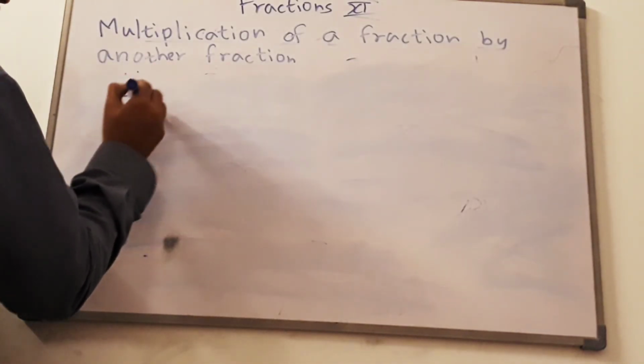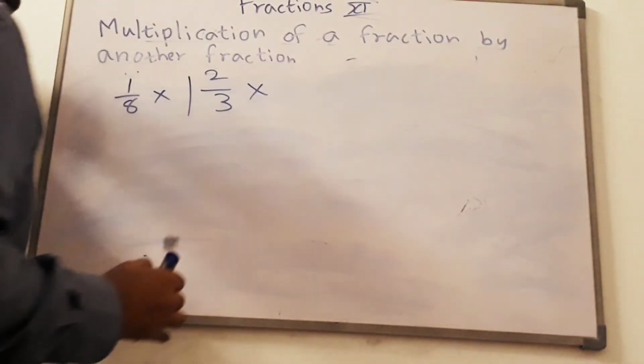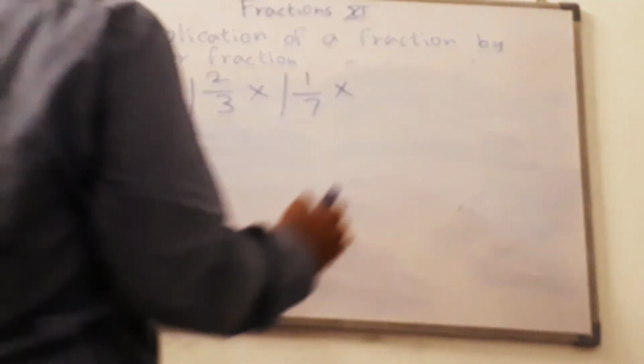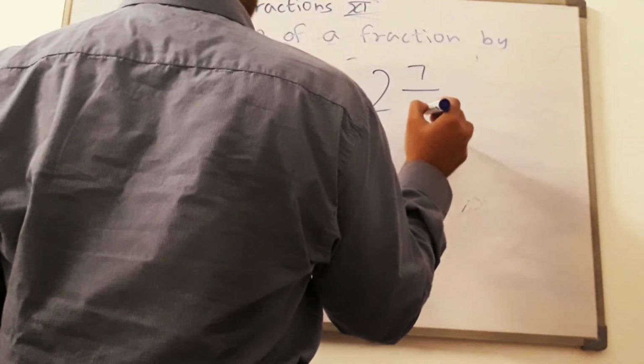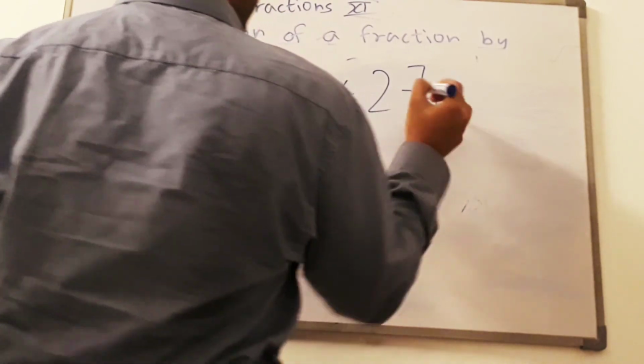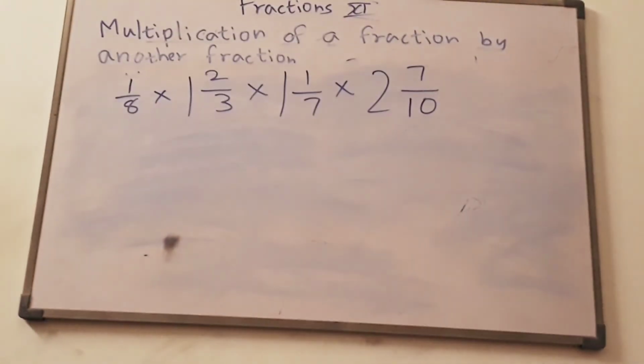Next is 1/8 times 1 2/3 times 1 1/7 times 2 7/10. Okay, first we have to convert all these mixed numbers into improper fractions.